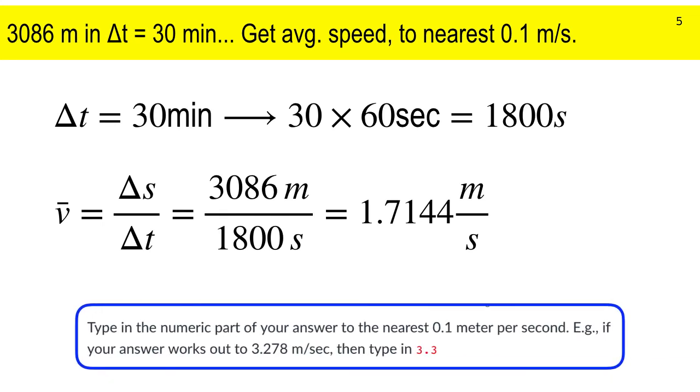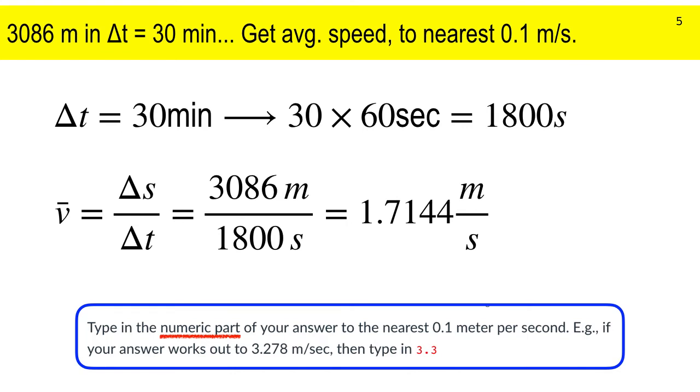But wait, there's more. At the bottom of the problem, right before you type it in, there's this little blurb. It says type in the numeric part of your answer to the nearest 0.1 meter per second. All right, so I'll always do this. On a problem like this, I'll always specify, give me to the nearest 0.01 meters or to the nearest 0.1 meter per second or whatever.